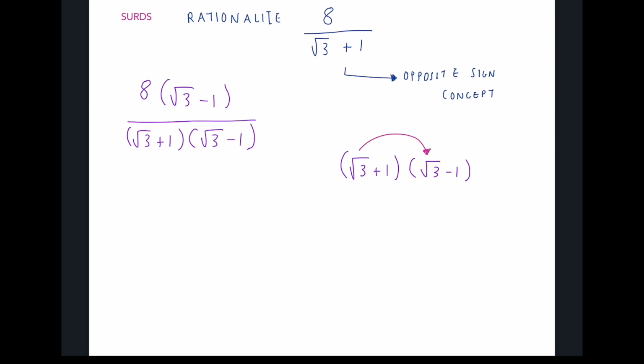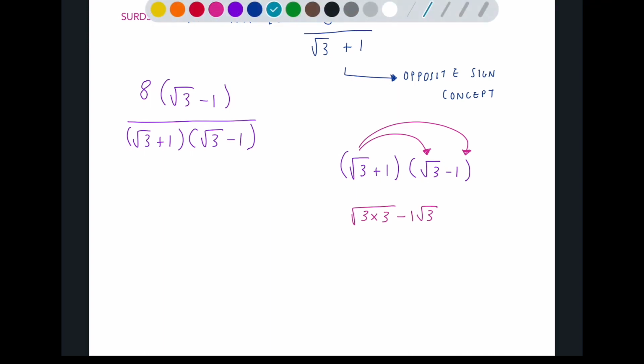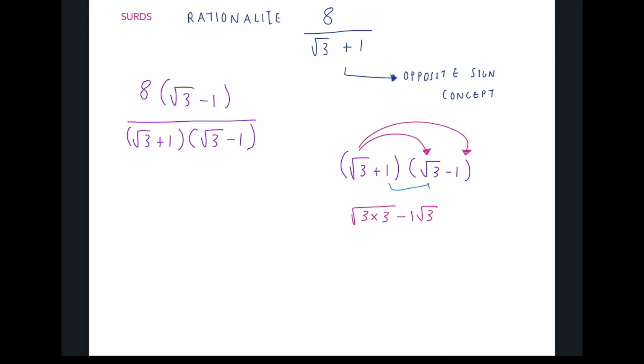So we're going to draw the arrows from the square root of 3 to the square root of 3. You multiply those together, you get the square root of 3 times 3. Then another arrow, the square root of 3 times minus 1 is minus 1 square root 3. Now the same thing for the 1, multiply it by the whole other bracket. That's going to be plus 1 square root of 3, and then plus 1 times minus 1 is minus 1.